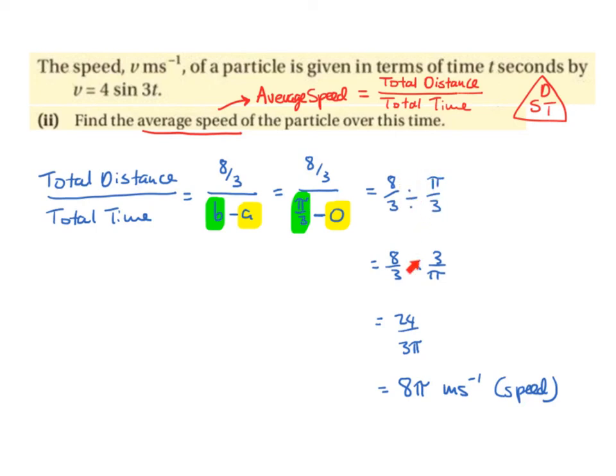We change the divide to multiply, and we flip this upside down. So 8 over 3 times 3 over pi, that gives us 24 over 3 pi, which gives us 8 over pi meters per second. So the average speed of the particle over the time is 8 over pi meters per second.